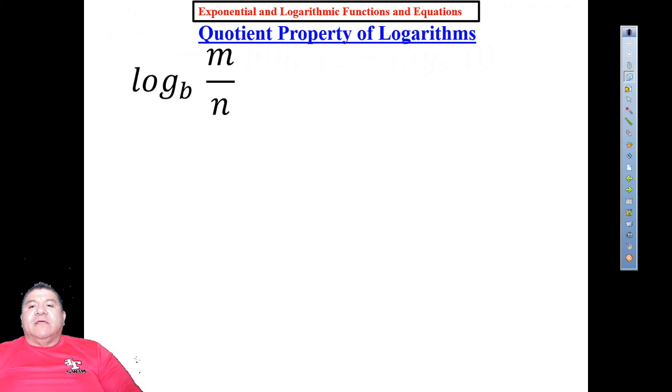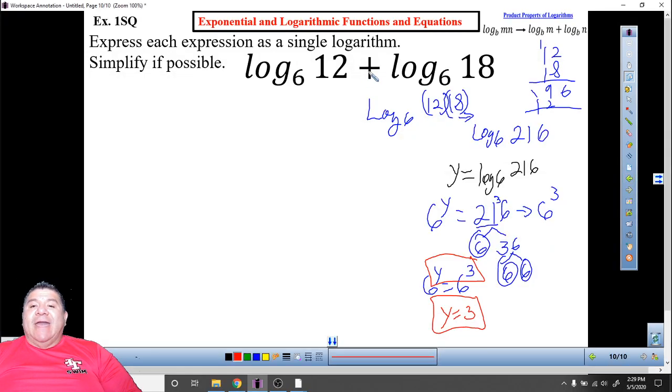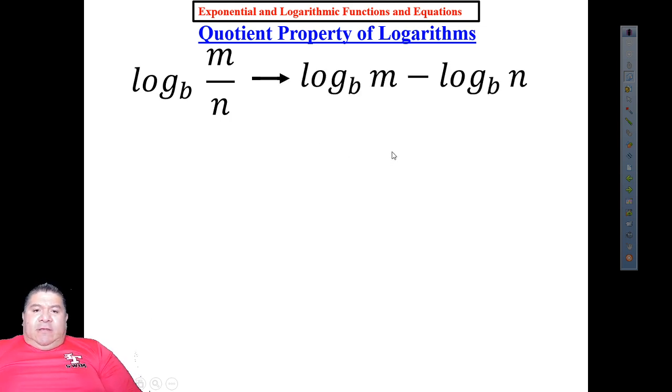Quotient property of logarithms. And we are given log b of m divided by n. Why divided by? Because it's called the quotient property of logarithms. So let me ask you a question. If the previous one was product property of logarithms, and what do we do? Added, right? So what do you think is going to happen with quotient? That's right, we're going to subtract because it's part of the exponents, right? So log b of m over n becomes log b of m minus log b of n. Copy that. Once again, pause it if you need more time.